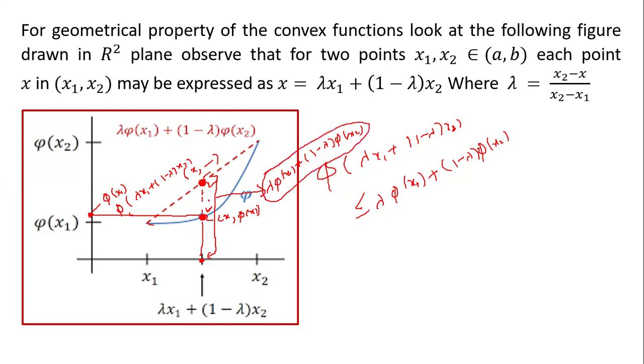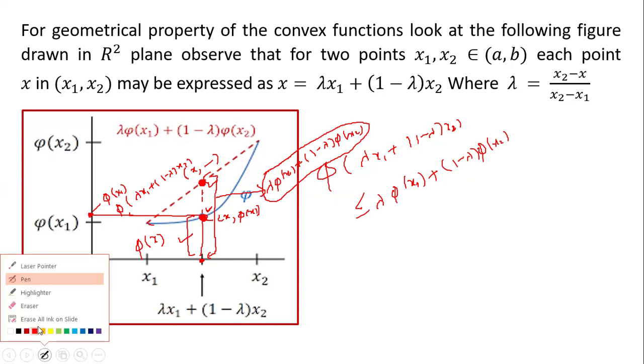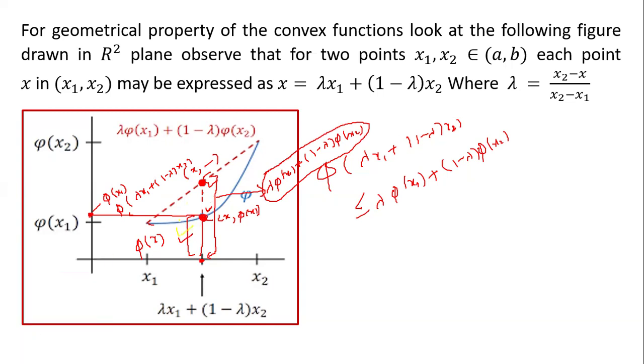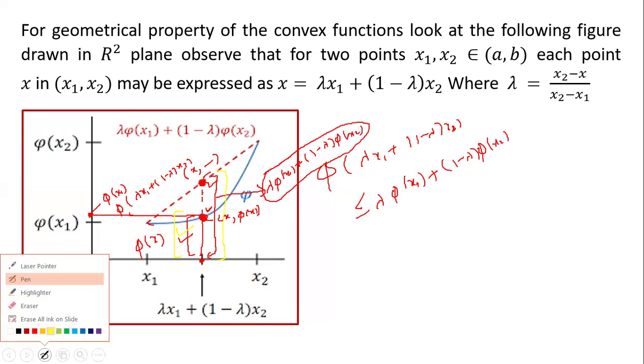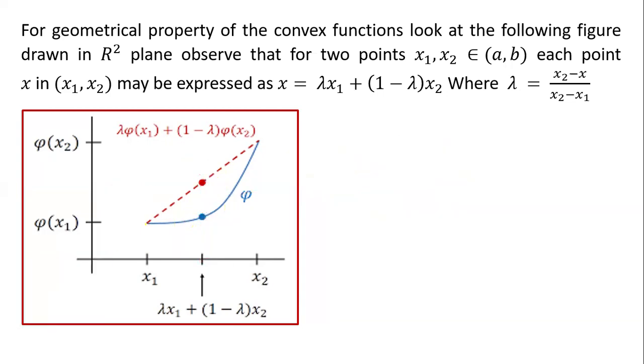This ordinate, and this ordinate is phi of x, the left hand side. So we are saying in the definition of convex function, this ordinate is less than this ordinate. Obviously, you are seeing it from the figure. So why is it called a convex function? You can see the curve is of the shape convex downwards. So that's why this function is called a convex function.